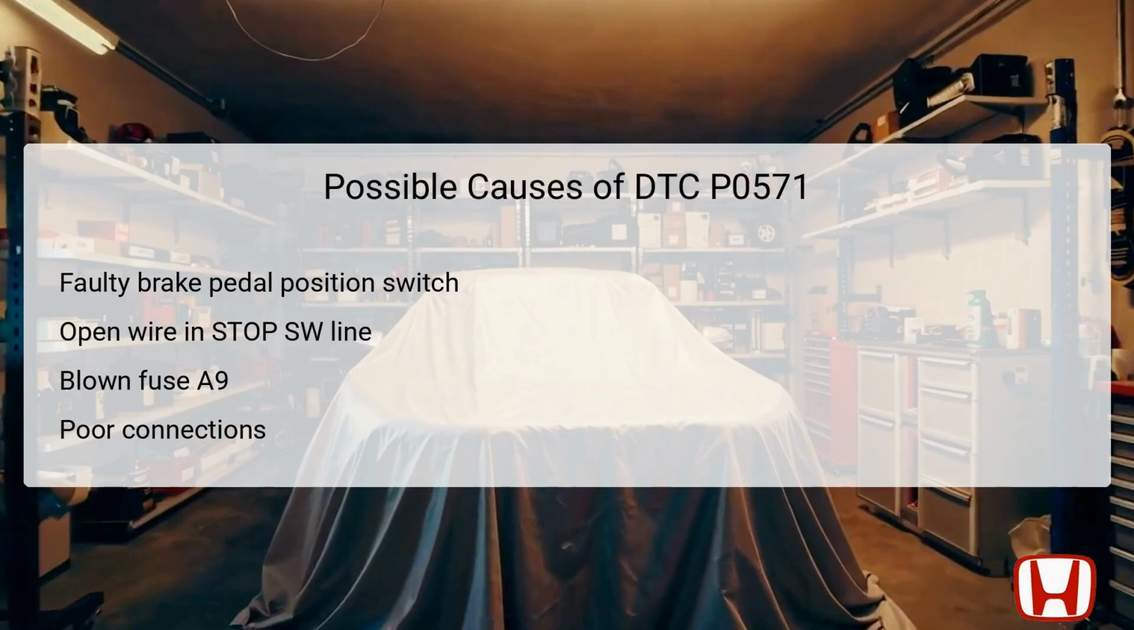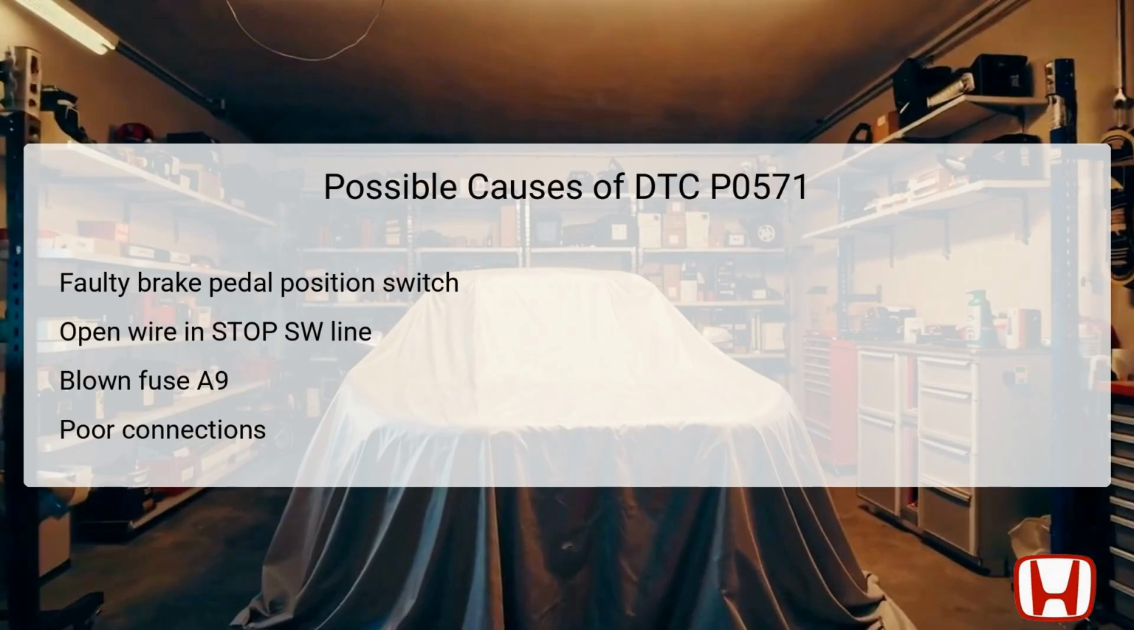Several factors can lead to the setting of DTC P0571. The most common cause is a faulty brake pedal position switch, which may fail to send adequate signals when the brake pedal is pressed or released. Another potential cause could be an open circuit in the stop SW line that connects the switch to the Powertrain Control Module, PCM, thereby interrupting communication.